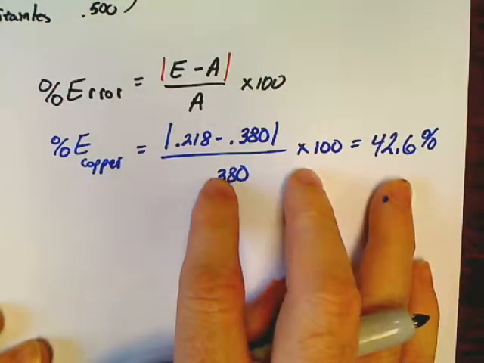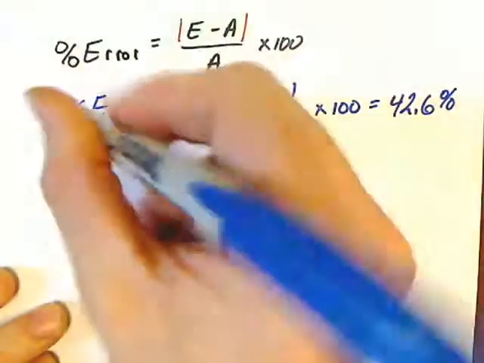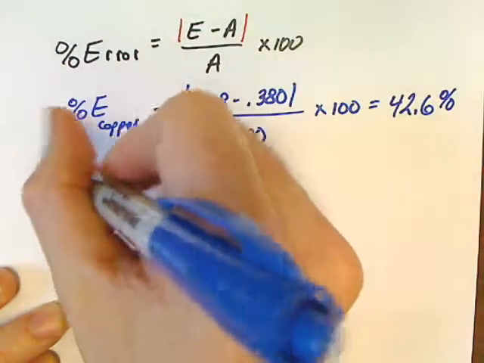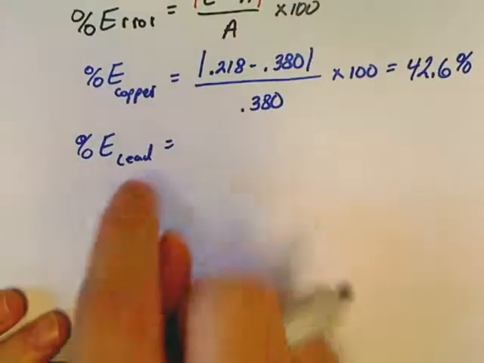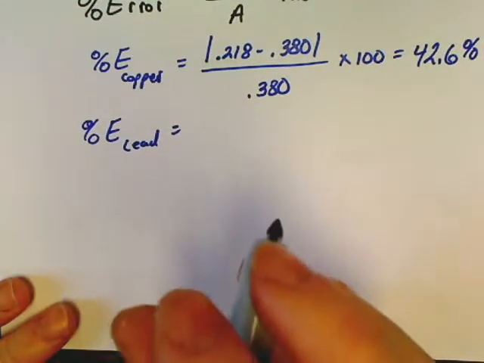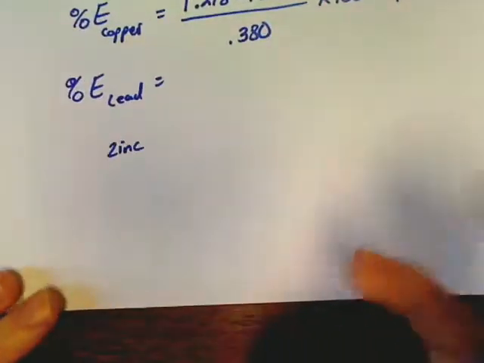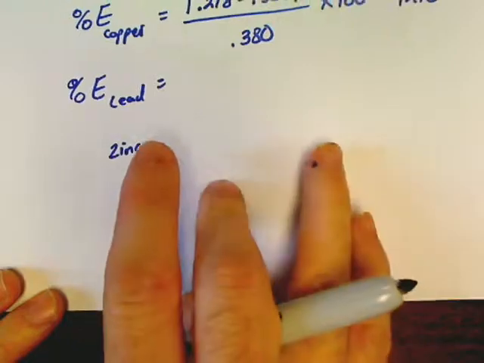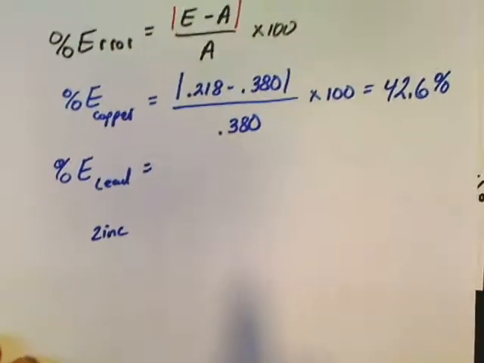So there's your percent error, and that's how you do it. You should have a percent error for copper. You should have a percent error for your lead. You should have a percent error calculation for, trying to think what else. Everybody had zinc, and then some of you had cadmium, and some of you had stainless steel. So you should have 4 of these calculations.